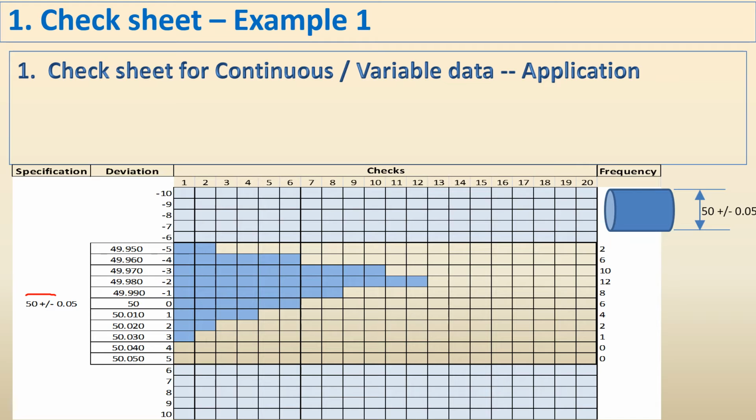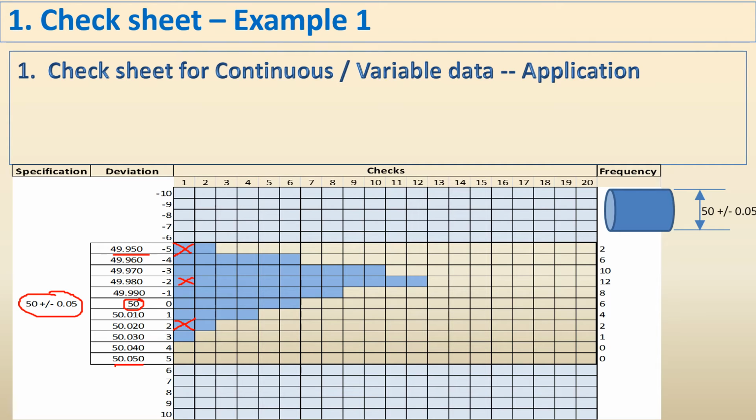First, this is the specification, 50 mm plus minus 0.05 mm. If any dimension comes like 50.02, the operator just puts a cross here. If any dimension like 49.950 comes, he just has to cross here. No need to write anything on the sheet, no dimensions anywhere, just a cross here. This is a very simple method for measurement. If any dimension comes like 49.980, do it this way. This is the specification: 50 mm plus minus 0.05 means 49.950 to 50.050 is the specification limit.